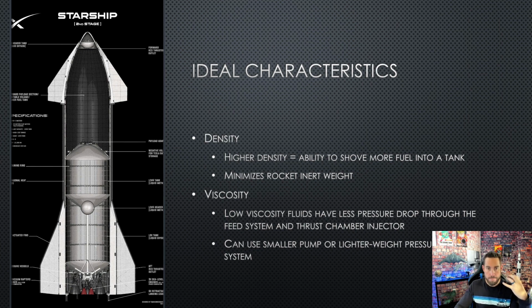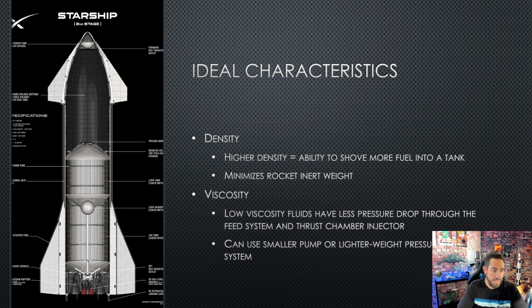You want to minimize the overall inert weight of the rocket. So the lighter that you can make the rocket, the better off you're going to be. There's a huge weight penalty that goes along with this. For every pound that you carry into space, there's a huge penalty in terms of energy requirements. So if you can make the rocket overall lighter and pack more fuel into it, then you're a lot better off. That's going to be the key.